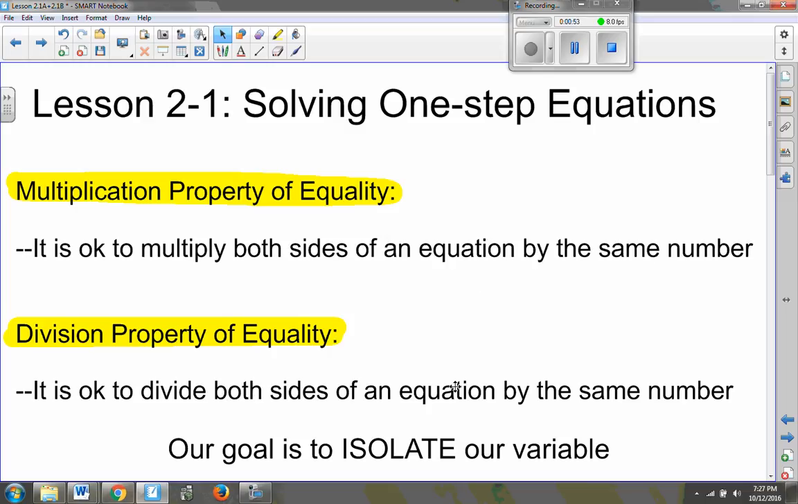Okay, so make sure both of those get down in your notes, and then all we're going to do in this video is just look at a few examples of how that might be used in order to solve an equation, isolate a variable, get it all alone by itself. Okay. So once these two properties are written down in your notes, let's scroll down and look at a couple examples.